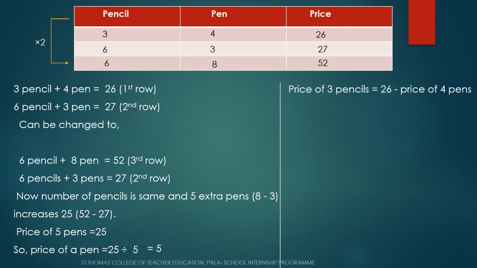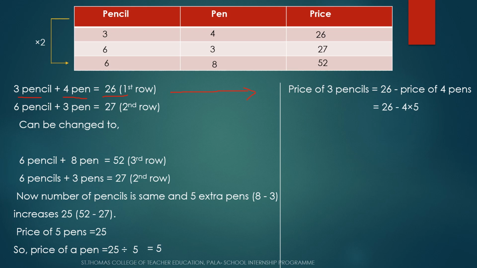Now, I have given the price of 3 pencils equal to 26 minus the price of 4 pens. From where did I get that? From here. Here, the price of 3 pencils plus 4 pens is 26. So the price of 3 pencils will be 26 minus the price of 4 pens. So, what will be the next step? You know the price of 1 pen, and the price of 4 pens will be 4 into 5. So the equation becomes 26 minus 4 into 5.